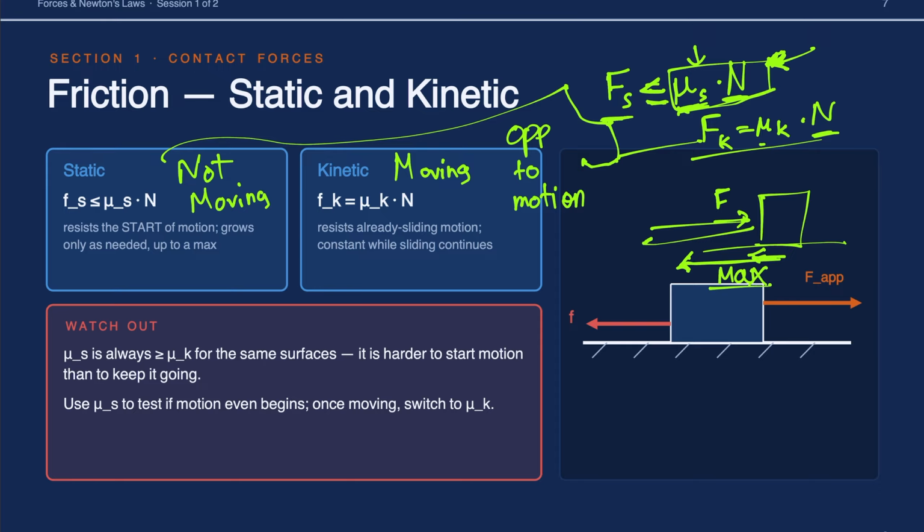And you push the box as well. And the maximum is given by this. That's why this is less than or equal to, because static friction could be less than this.